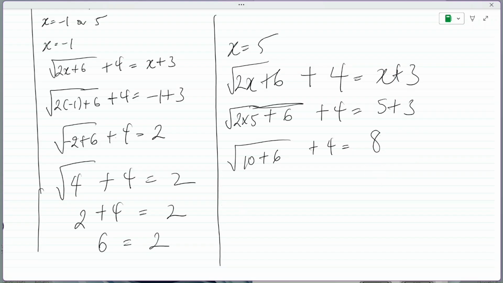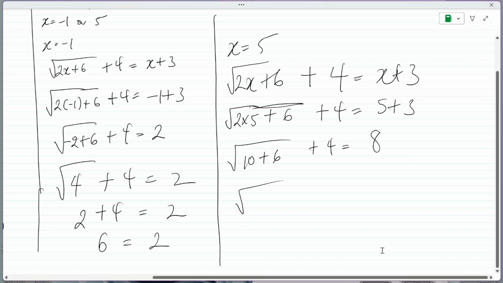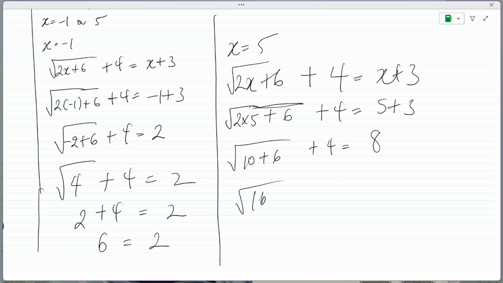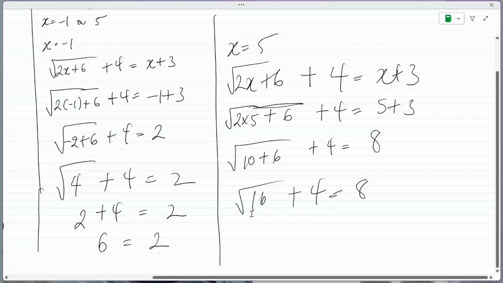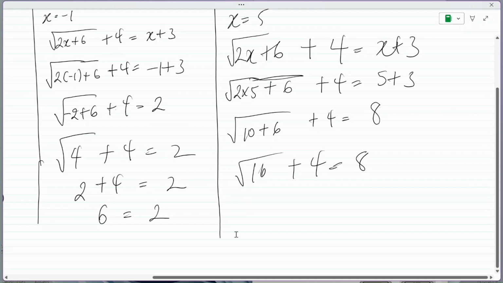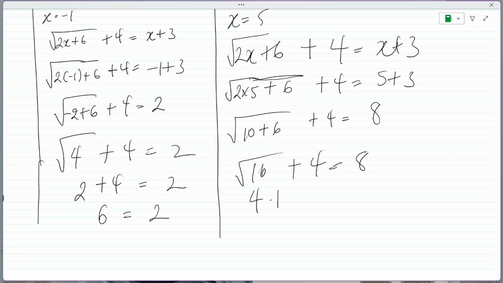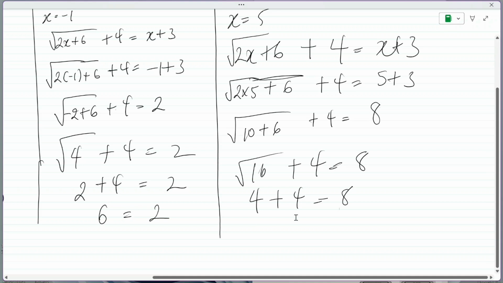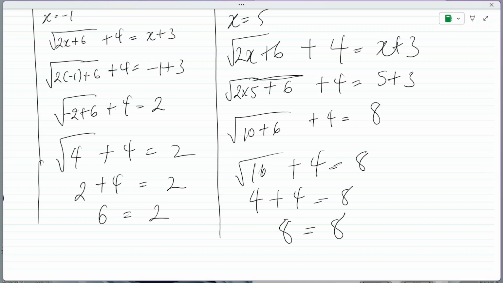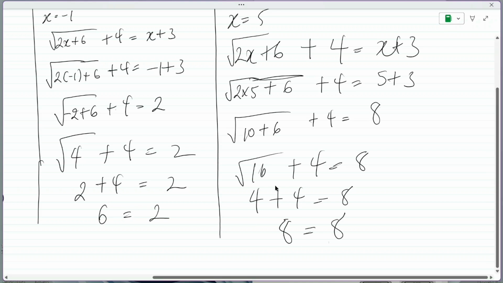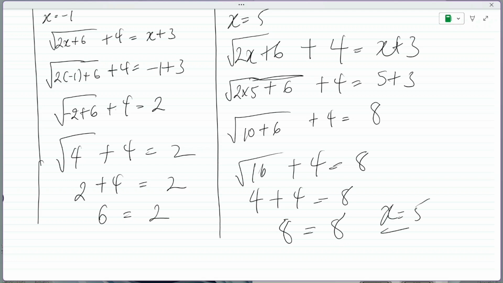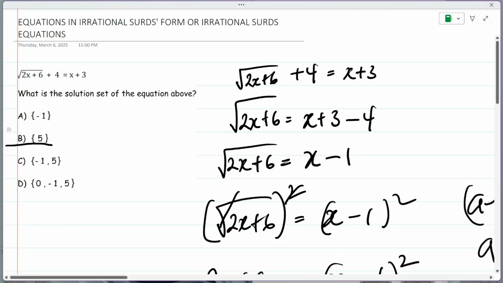You have square root of 10 plus 6, that's 16. That's 16 under square root, plus 4 on the outside, equals 8. You have to be careful with this plus 4. The 4 is not affected by the square root. Square root of 16 is 4, then plus the 4 equals 8. 4 plus 4 is 8, so 8 equals 8. That means the value of x as 5 satisfies the equation, because what is on the left is the same value as what is on the right. So the answer to this question is x equals 5. If you go to the options, the answer is B, that's 5.